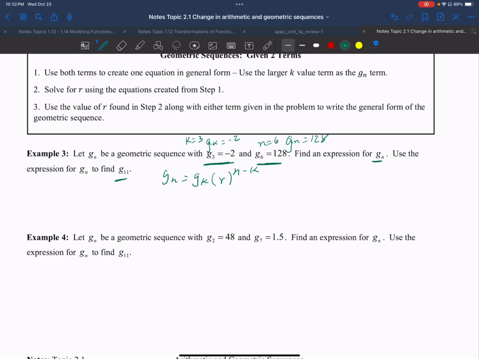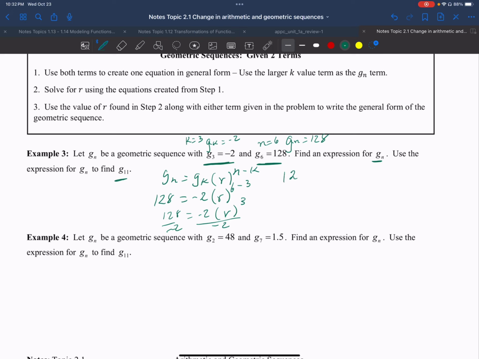g of n is 128. g sub k is -2. And then your common ratio, I need to find it. And then I know that n minus k is 6 minus 3. So that gives me 128 equals -2 times r to the power of 3. Divide both sides by -2.